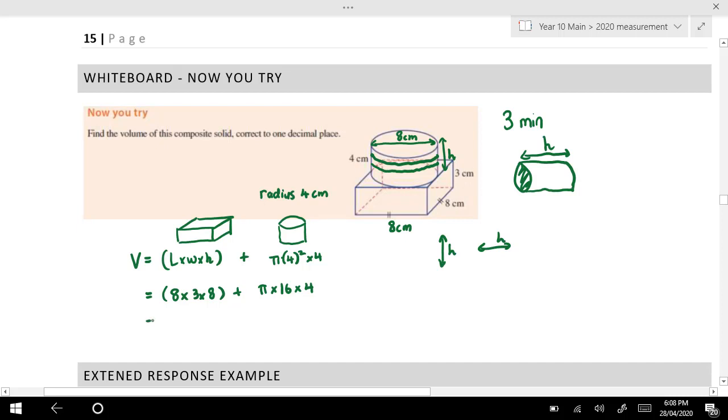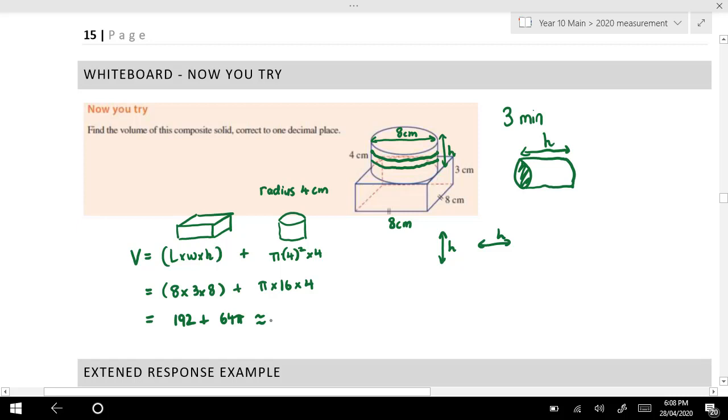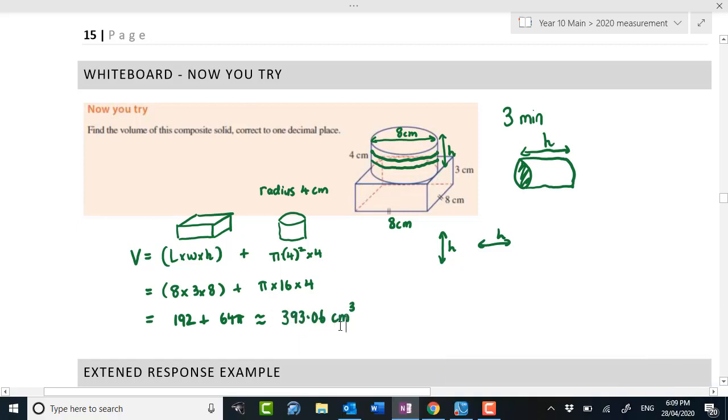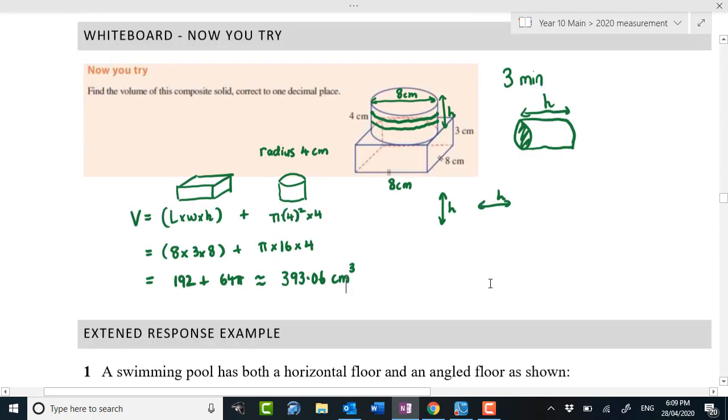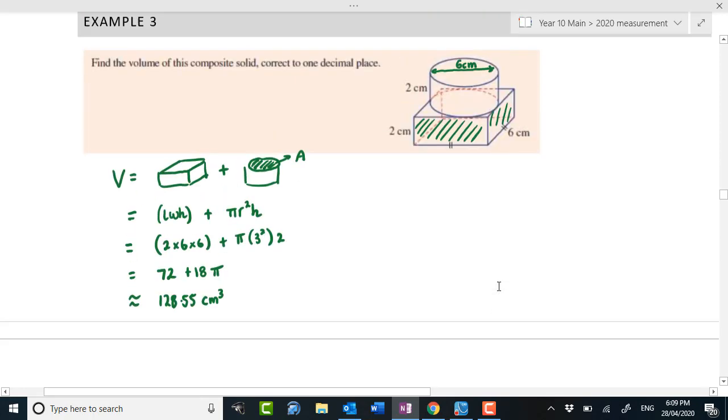You could do this in your calculator, but 8 times 8 is 64, times 3 is 192, and then we've got 16 times 4 is 64 pi, and of course you can work that out in your calculator to be 393.06 centimetres cubed.